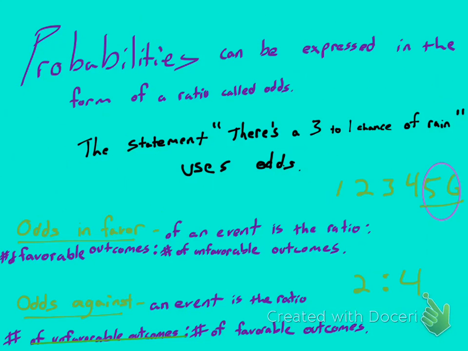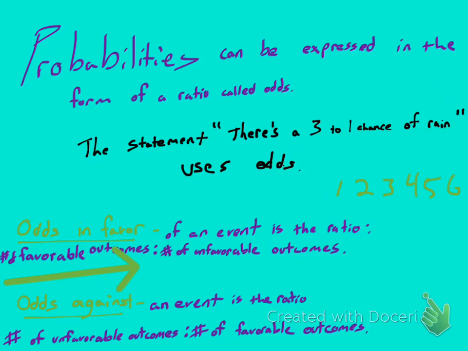Let's go on. Probabilities. Probabilities can be expressed in the form of ratios called odds. So if you ever heard 3 to 1 odds or 4 to 1 odds or 1 to 3 odds, this is what it's talking about. The statement, there's a 3 to 1 chance of rain, is actually using odds. That uses the odd statement. There's a 3 to 1 chance. It's a ratio. So odds in favor, let's look at it first. Let's say I'm rolling a dice. 1, 2, 3, 4, 5, and 6. What's the odds in favor of me rolling a 4?